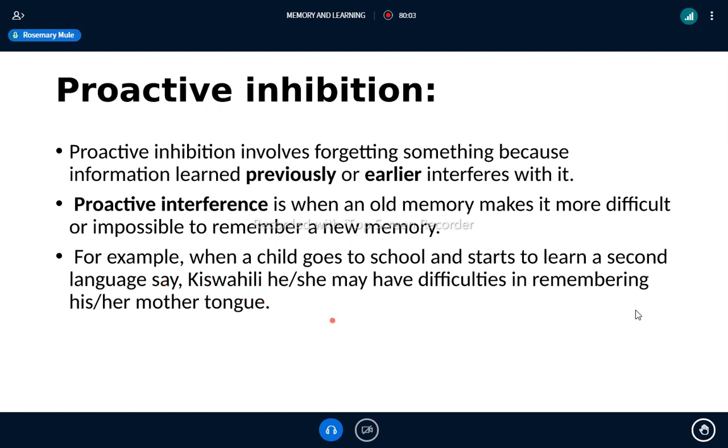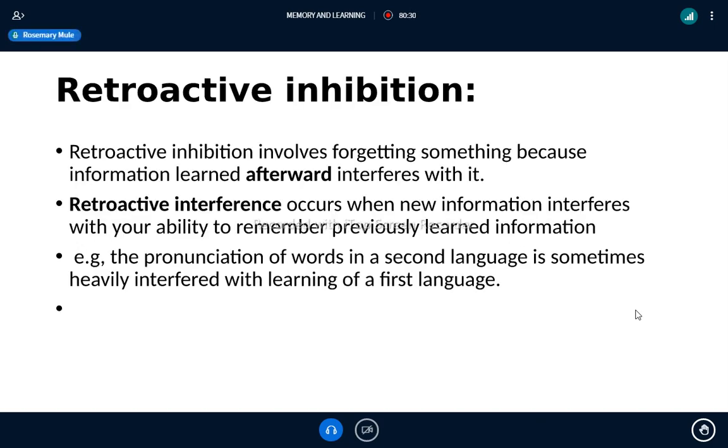Proactive interference is when an old memory makes it more difficult or impossible to remember a new memory. A good example is when a child goes to school and starts to learn a second language, say Kiswahili, the child will have difficulties remembering the mother tongue. I believe you can relate to that. Retroactive inhibition involves forgetting something because information learned afterward interferes with it. When they go to school where they are not using the language they were using before, they tend to forget the mother tongue, and can only remember the language they are using currently.